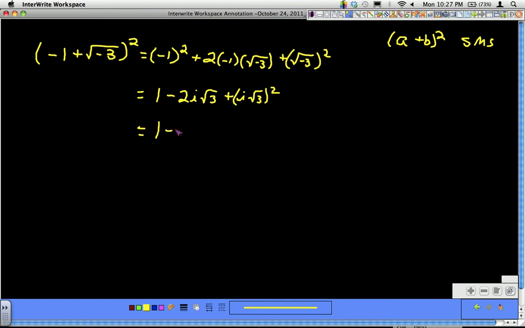So now I've got this. Over here, i squared is -1, and then square root of 3 times square root of 3 is 3. So if I simplify this, 1 minus 3 is -2, minus 2 times i square root of 3. So again, not too bad. Just got to keep a few things straight as you go through this.